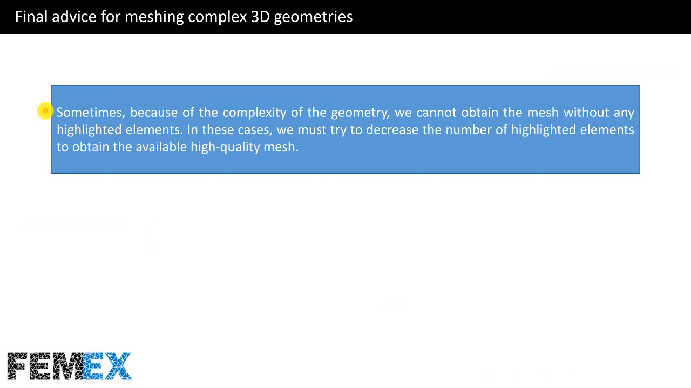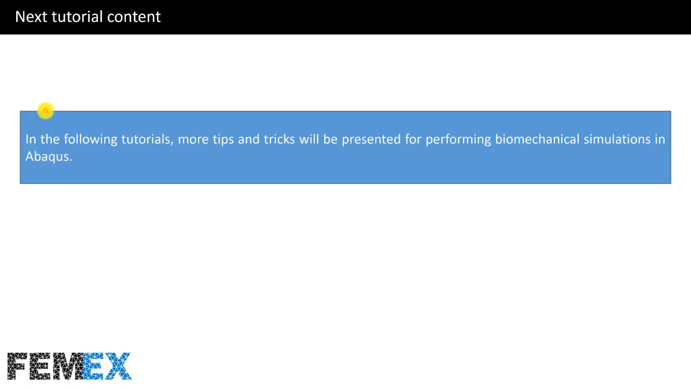Now I want to talk about final advice for meshing complex 3D geometries. Sometimes, because of the complexity of the geometry, we cannot obtain the mesh without any highlighted elements. In these cases, we must try to decrease the number of highlighted elements to obtain an acceptable high-quality mesh. In the following tutorials, more tips and tricks will be presented for performing biomechanical simulations in Abaqus.